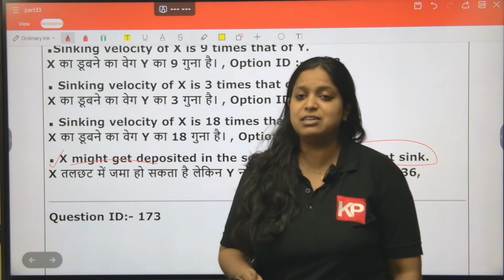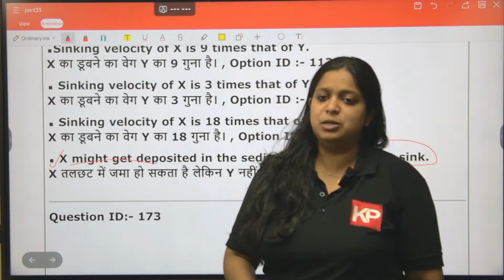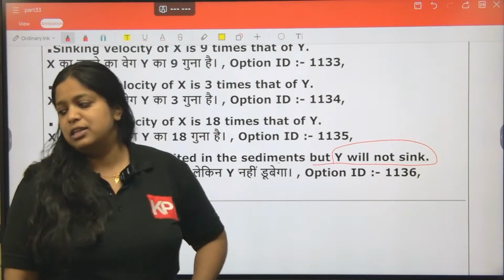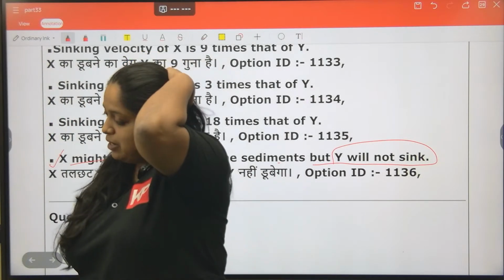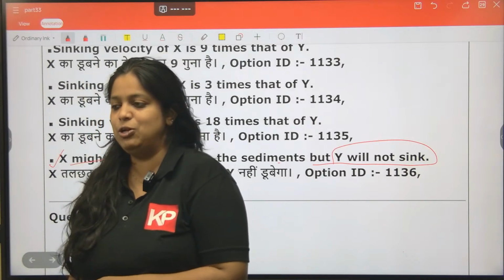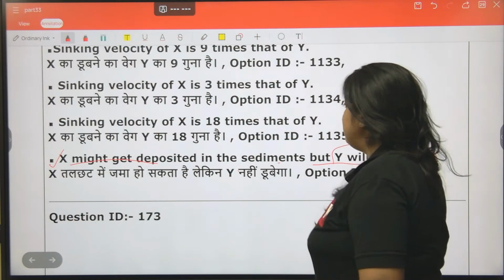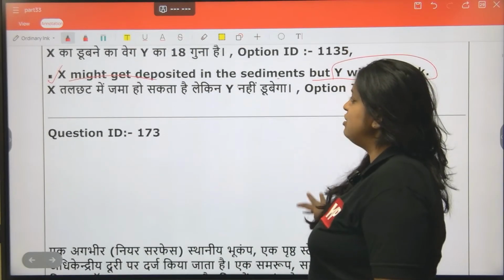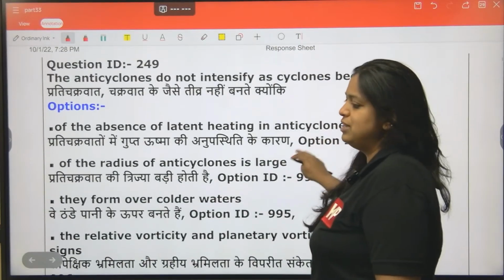X has twice the density of seawater. Though the density is higher, X will get deposited, but we won't be able to predict the deposition of Y. If some changes happen, or the surface water's velocity is very low, then in those situations Y may sink, but it is not sure. So these kinds of questions are actually very good. You can read those questions and understand.